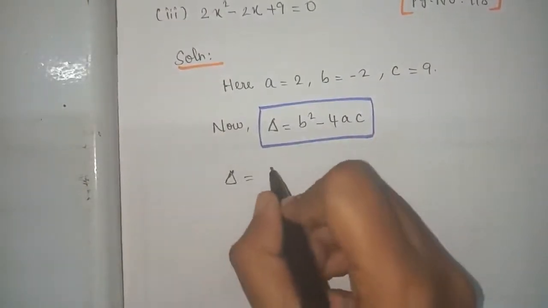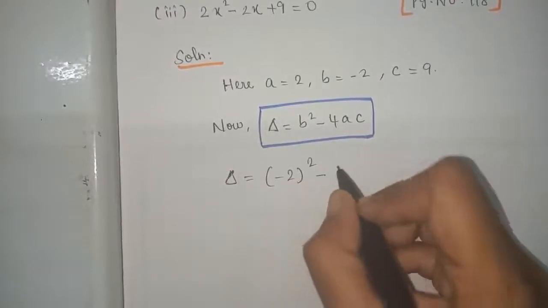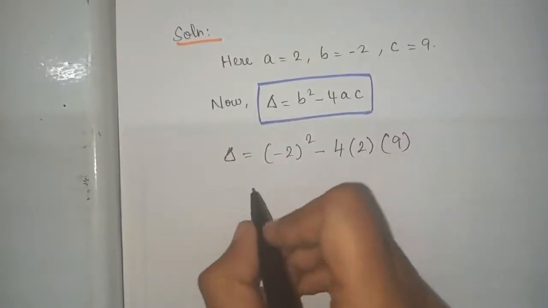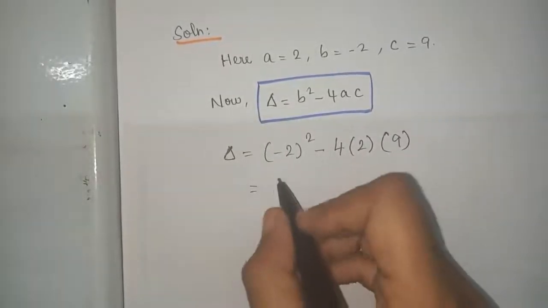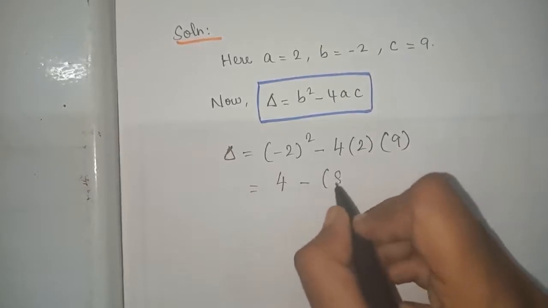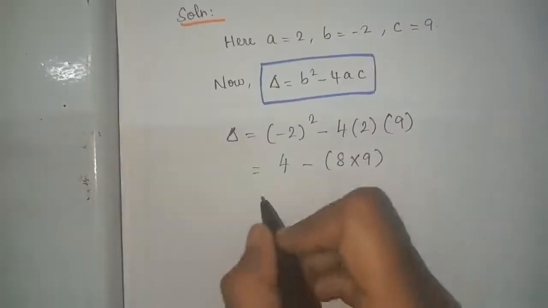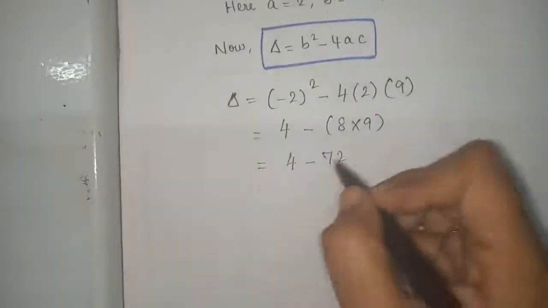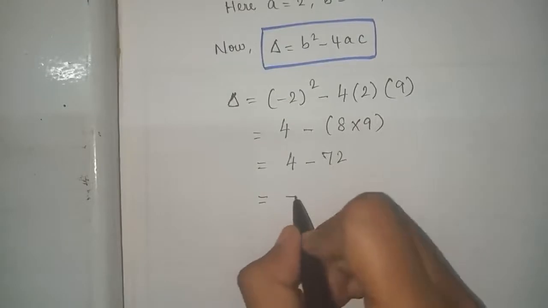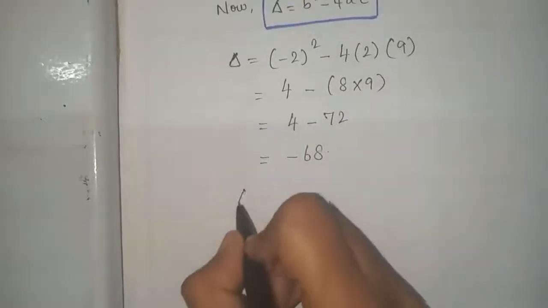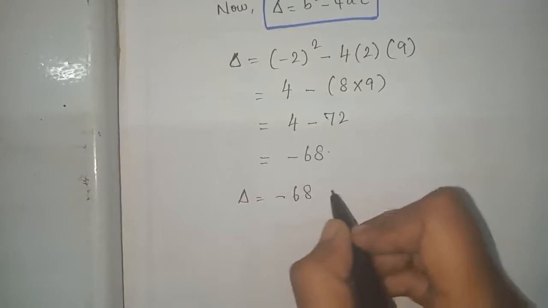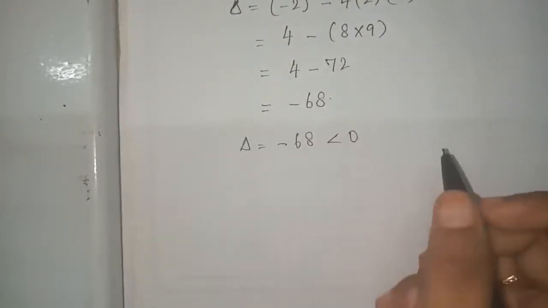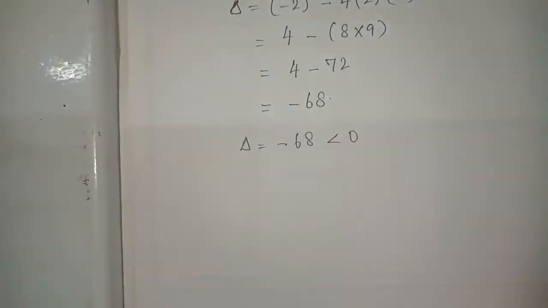Delta is equal to B value is minus 2 the whole square minus 4 into A value is 2 and C value is 9, which is equal to minus 2 the whole square is 4 minus 4 2s are 8, 8 into 9, which is equal to 4 minus 72. 4 minus 72 gives minus 68. Therefore, delta is equal to minus 68, which is less than 0. So, if delta is less than 0 means you don't get any roots. So, no roots.